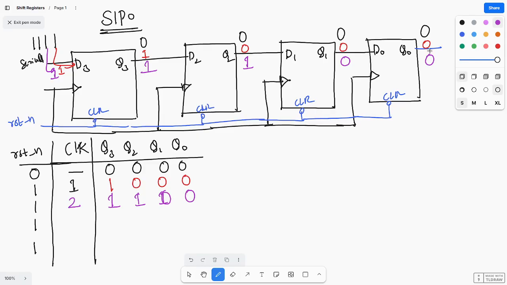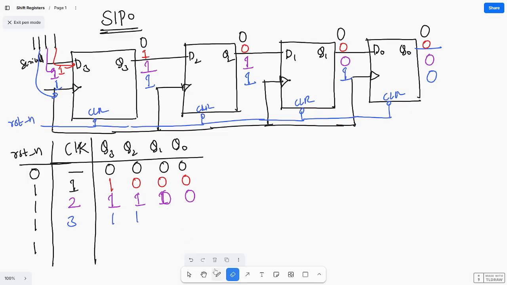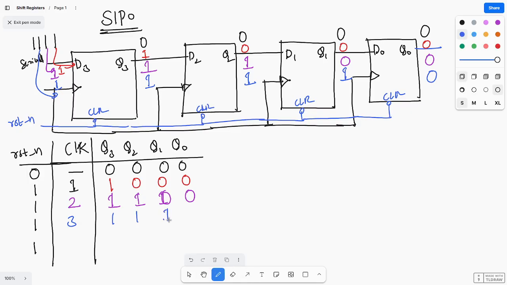At the third clock pulse, again this one will be loaded, so here you are getting one. One will be shifted here, one you will get, and here zero will be shifted. So 1 1 0 0, then 1 0 1 1, and this is 1 0 1 0.